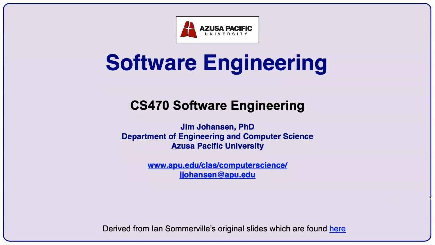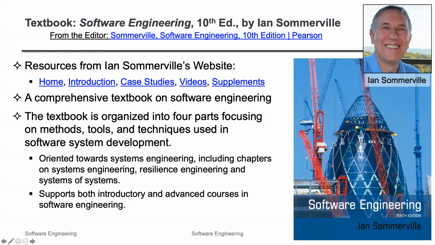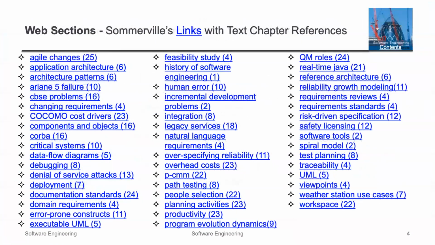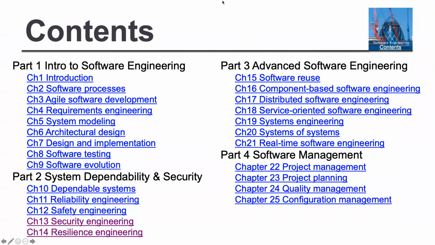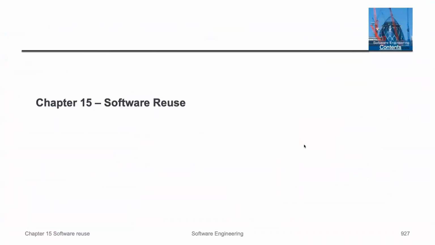Okay, well, welcome back to our class on software engineering. We've made a lot of progress here, and we're now done with these two major sections that we have covered so far, the introduction to software engineering and also the system dependability and security. Now we're moving on to this next section on advanced software engineering. And so the first thing that we'll talk about today will be software reuse.